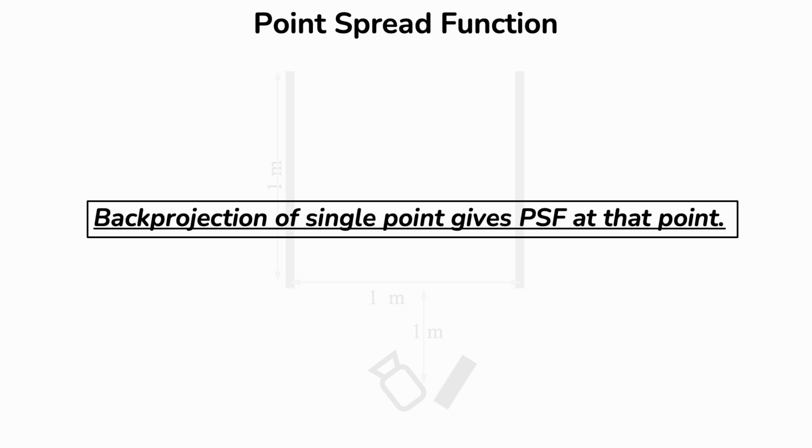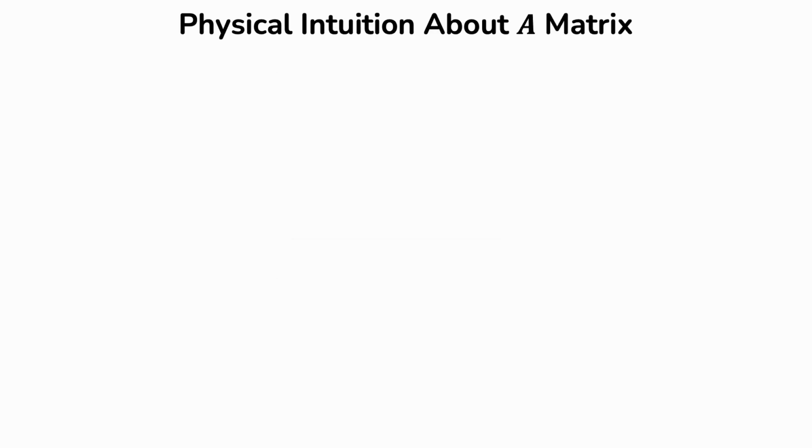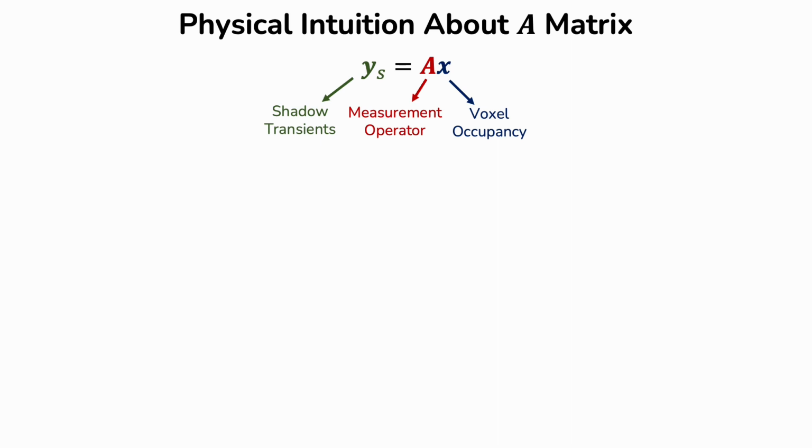Note that the back projection of a single point gives the point spread function at that specific voxel. Now let's summarize our intuitions about the A matrix. We have this linear forward model, y equals Ax, where x is the voxel occupancy, y is the shadow transient, and A is the measurement operator, mapping x to y.